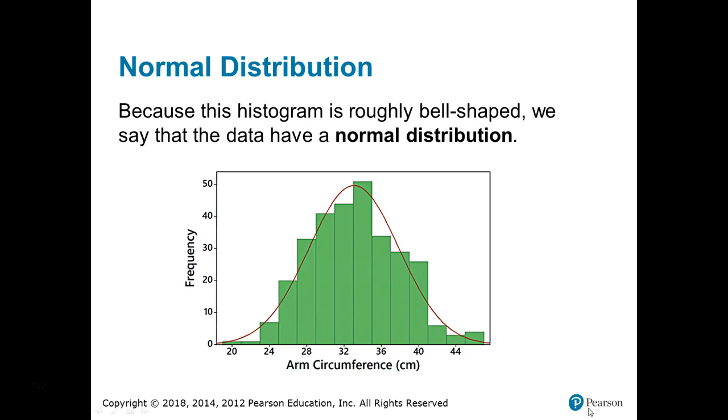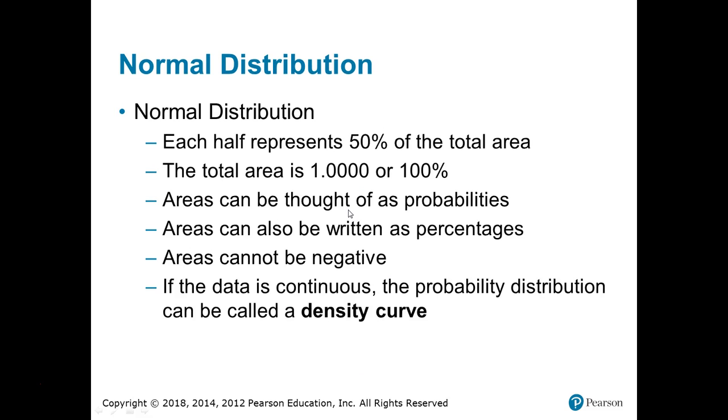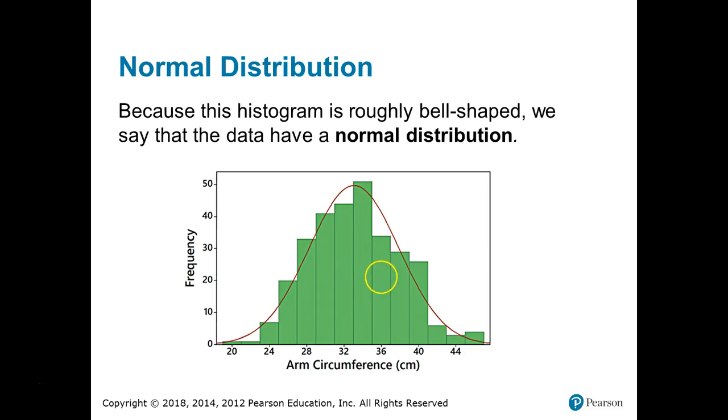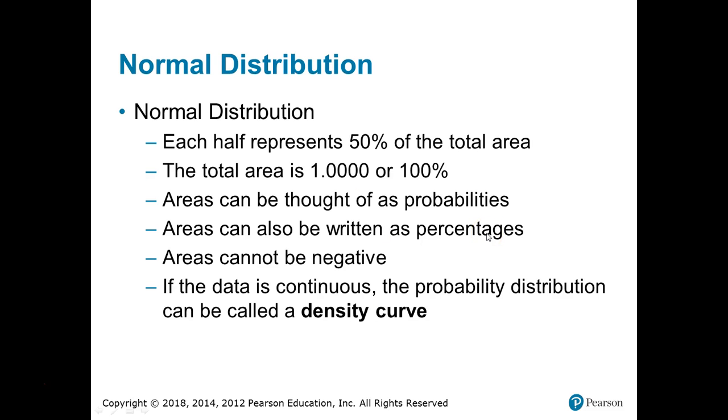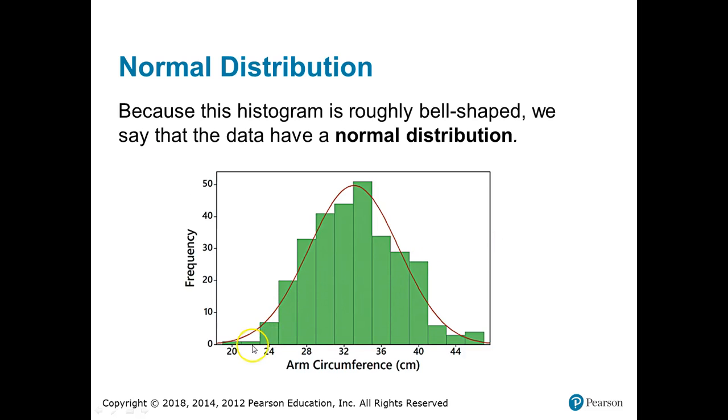Finally, a normal distribution has that bell-shaped curve. And again, notice that the mean would be right in the middle. And most of the data values are going to fall close to the mean. So each half represents half the total area. So if this was your mean right here, half of the data values would fall below it, and half would fall above it. The total area under the curve is 100%.